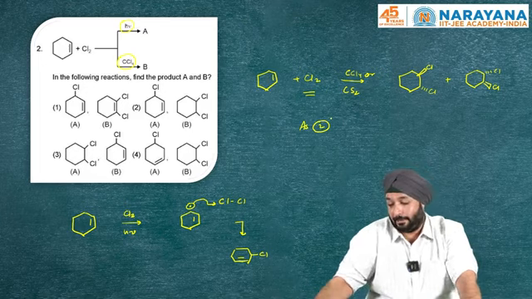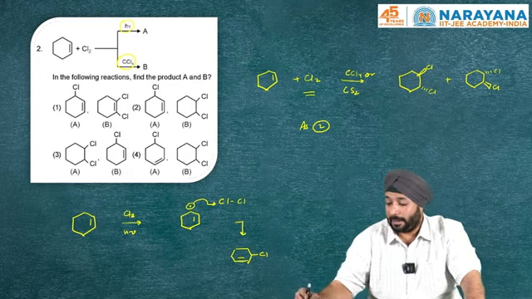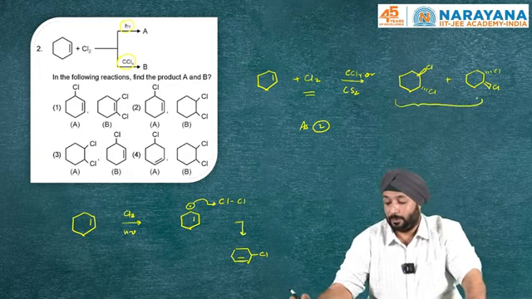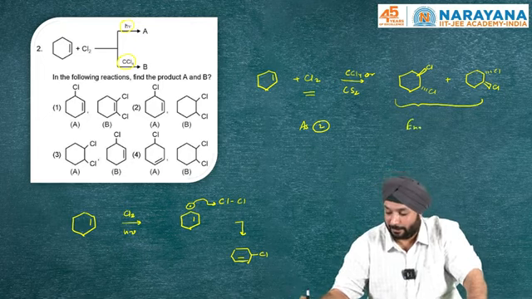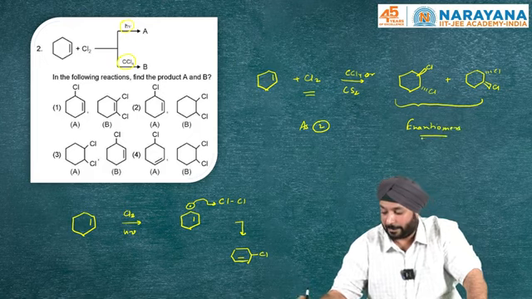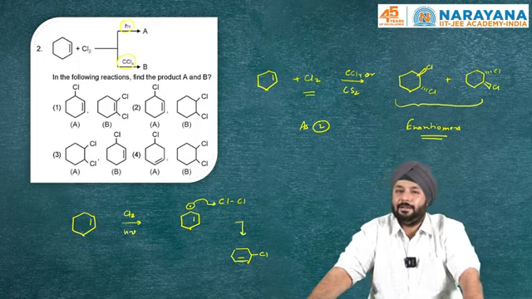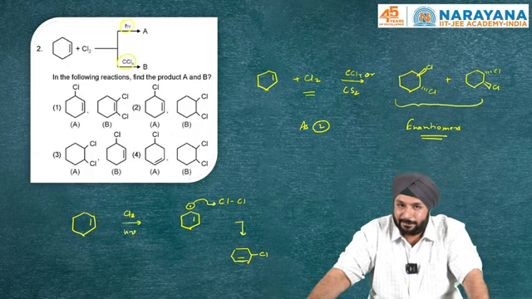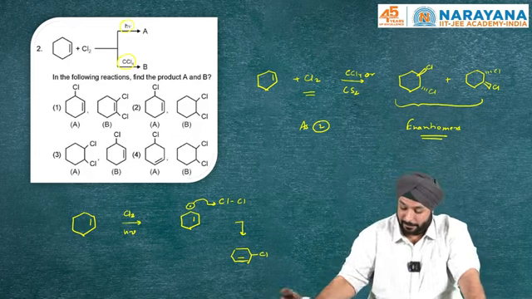I guess all the students understood this. And one more time, they can ask you what is the relationship between these two products. So these two products are actually enantiomers of each other. Sometimes in JEE Mains they can ask you this: whenever they are adding chlorine to cyclohexene, what is the relationship between the products formed in this reaction? Hope you understood. We'll move to the next question.